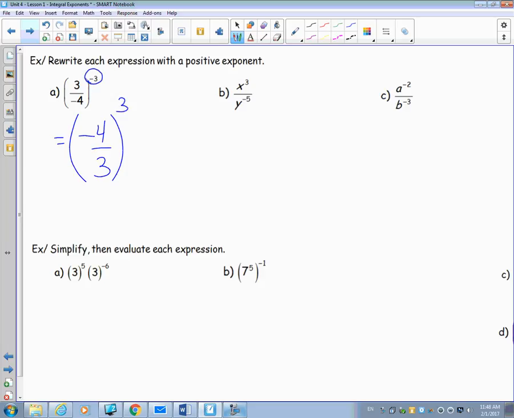Look at the next one. I see a fraction, but my negative exponent's only on the y. So only the y has to move. x³ is fine. y is negative on the bottom. I bring it to the top.